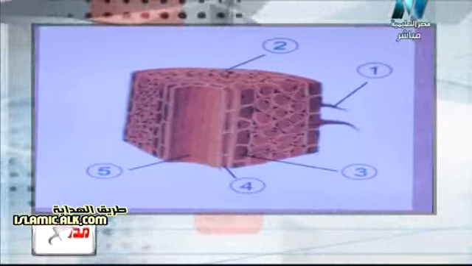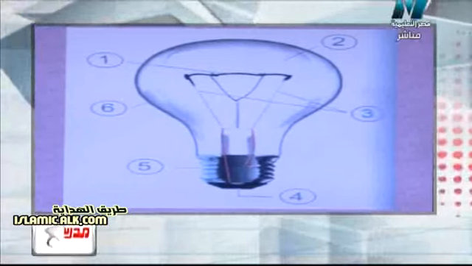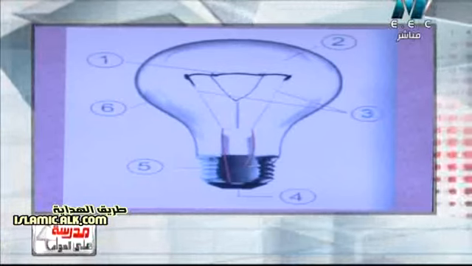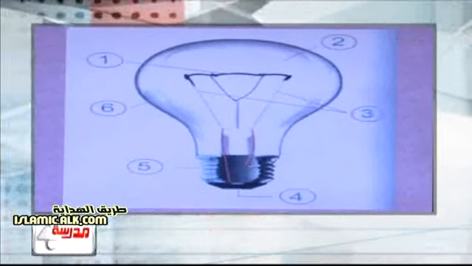Another labeling diagram, which is very important, is the electric lamp or the light bulb. The light bulb here contains these things. Number 1 is the filament, which is made of tungsten, and we know that the filament is made of tungsten because tungsten has a high melting point. Number 2 is the inert gas, which is argon gas. Number 3 is the 2 copper lead wires. Number 4 is a piece of lead.